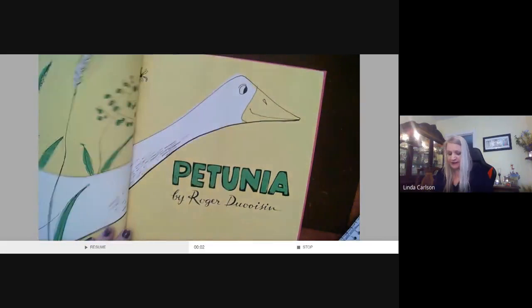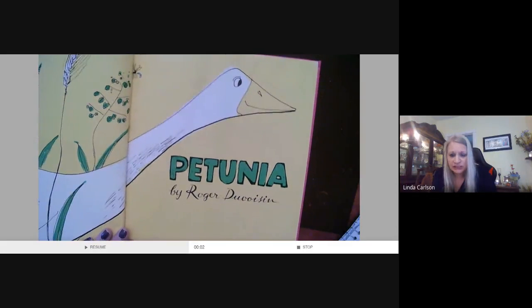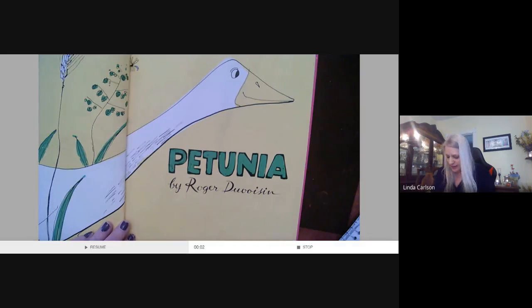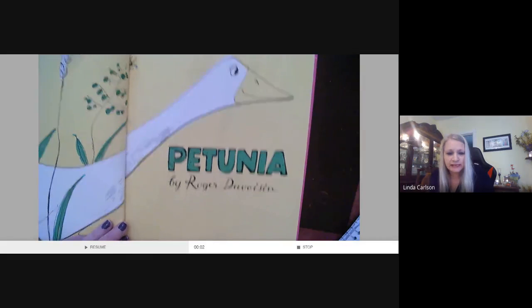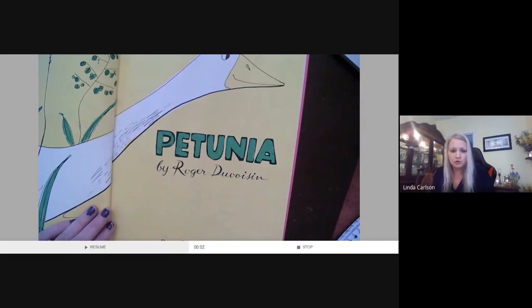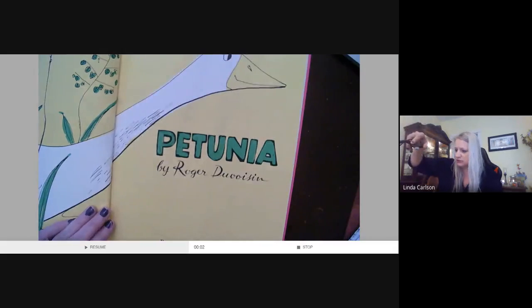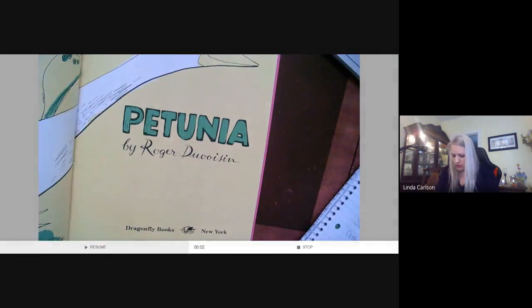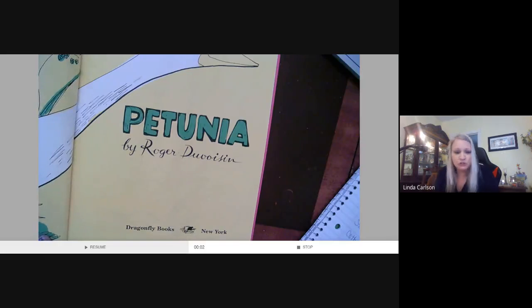Here we have what is called a title page. The title page tells us the title, of course, the author, and it usually tells us who made the book and where the book was made. Let me scoot this back so you can see a little better. So this book was published by a company called Dragonfly Books, and it was published in New York.